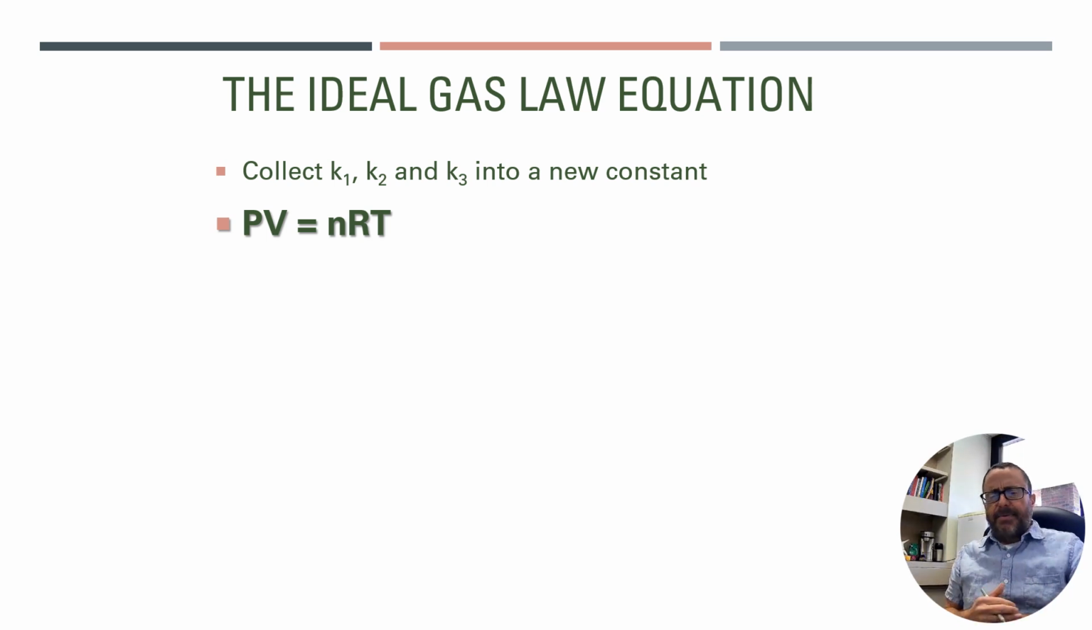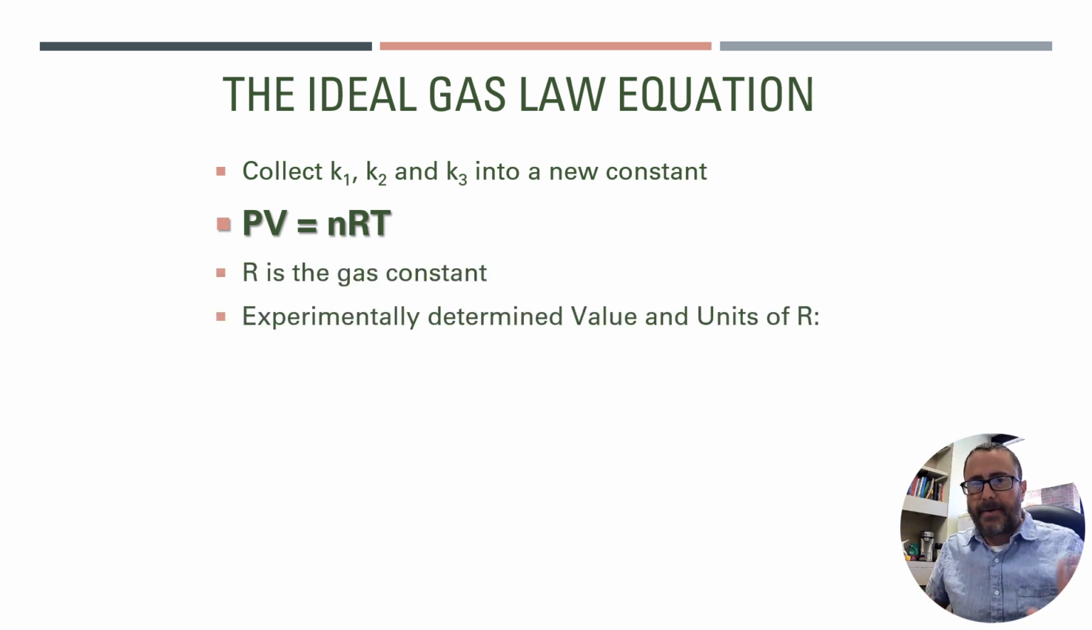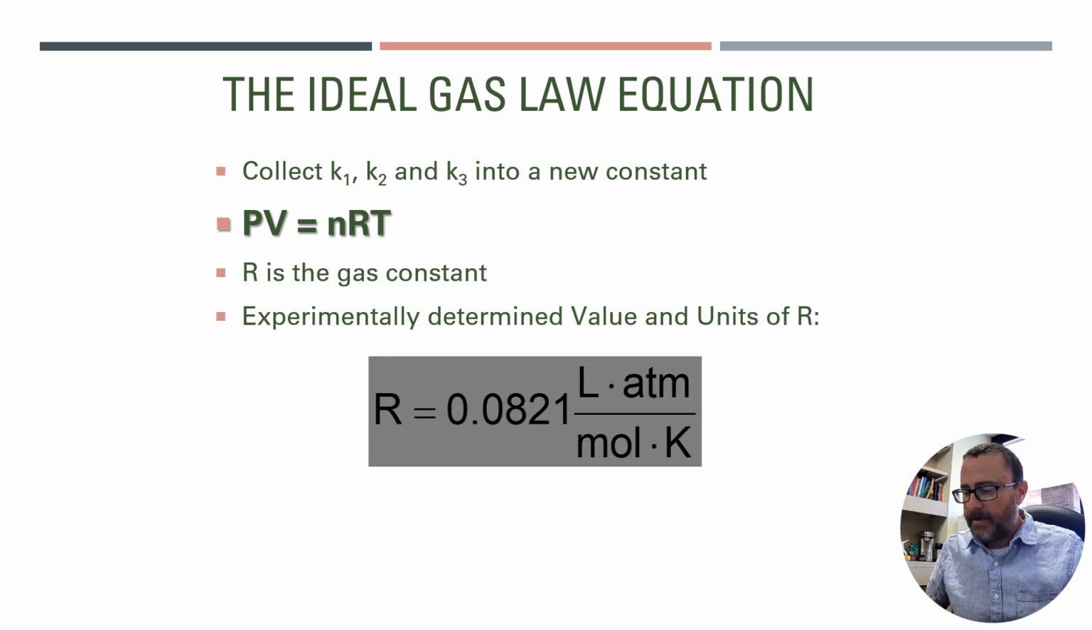So our equation is PV = nRT, where R is a gas constant. R was experimentally determined, and it happens to be 0.0821 liter atmospheres per mole Kelvin when we are using this equation. We'll come across other R gas constants out there, but any time we use the ideal gas law, we're going to use this as our equation.